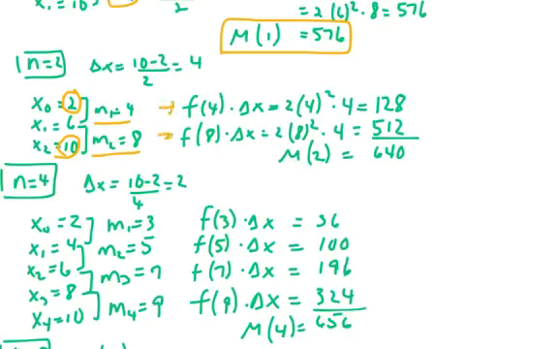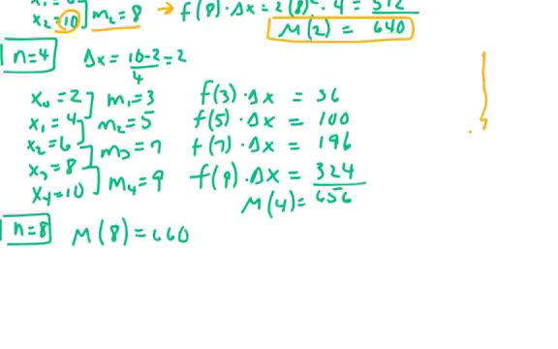Here's rectangle 1, rectangle 2, using the midpoint rule. And you get an approximation for m of 2 to be 640. And you can see we're starting to narrow in on that exact value. It's still not great, but we're doing okay. So n equals 4. I didn't go into as much detail with the calculations. Hopefully you get the idea by now.